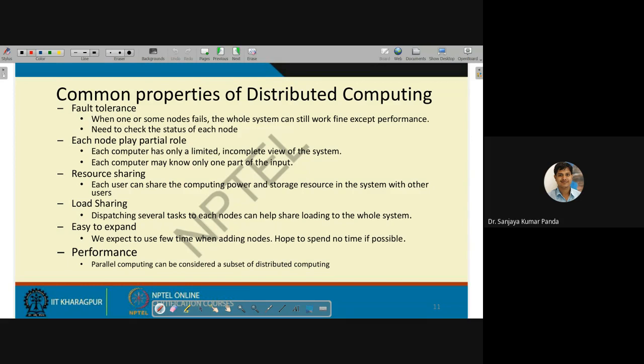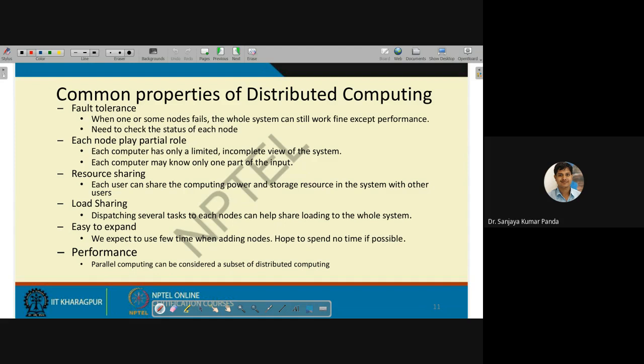Again, you may ask how many faults I can tolerate. You cannot tolerate any number of faults in the system, but up to a certain number of faults you can tolerate, and the whole system can work fine without the failed node. It is not going to impact the performance. So over a period of time, you need to check the status of each and every node. In networking we have studied the I am alive message, or what we call a ping message, right? These messages are used to know whether the nodes are connected with each other or not.